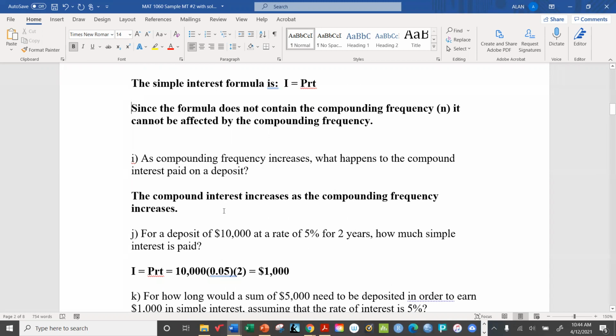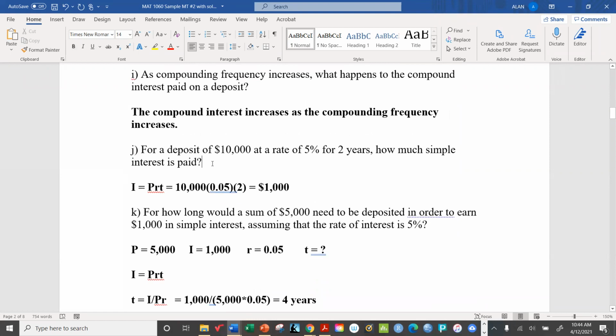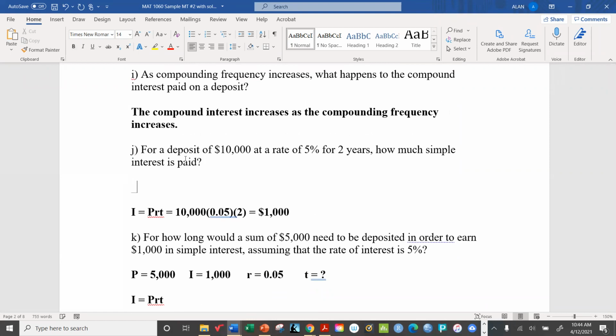Now, how about this one? This is a straight ahead math question. For a deposit of $10,000, which means that's our principal, with a rate of 5% for 2 years, how much simple interest is paid? So let me just quickly sneak in here the identity of these variables. P is obviously then $10,000. R, the rate is 5%, and T is 2 years. So once we have that information, we go back to our familiar simple interest formula. And when you plug those in, you'll get $1,000.